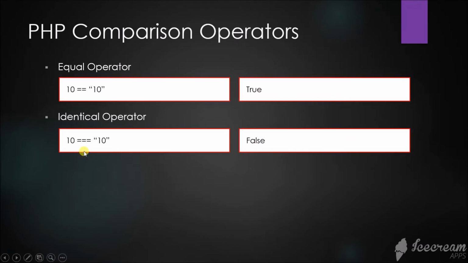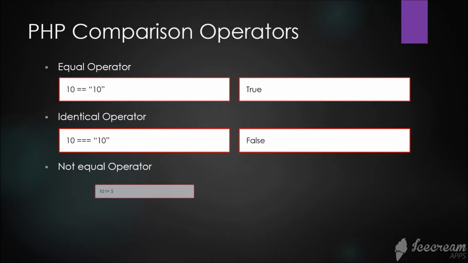Why? The first value here has a data type of integer, while this one has a data type of string. As we can notice, it has double quotes, or even single quotes, and it is still considered a string. Okay, so let's proceed to the not equal operator.